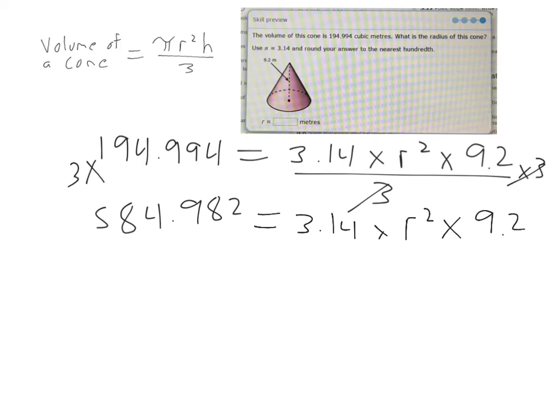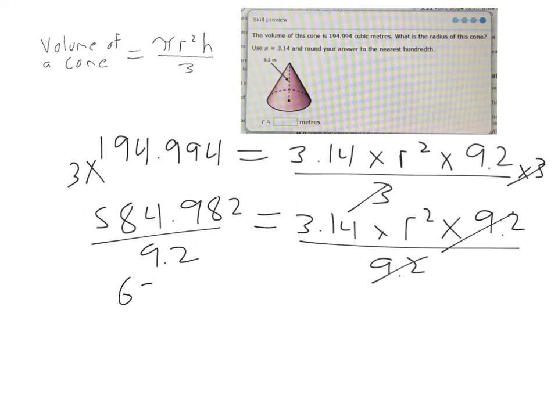9.2. Let's go ahead and divide by 9.2 so we can get rid of that. Divide by 9.2 on each side. Obviously, these two cancel out. And I'm going to plug 584.982 divided by 9.2 into my calculator. Calculator says it equals 63.585. So now we have that equals 3.14 times r squared left.